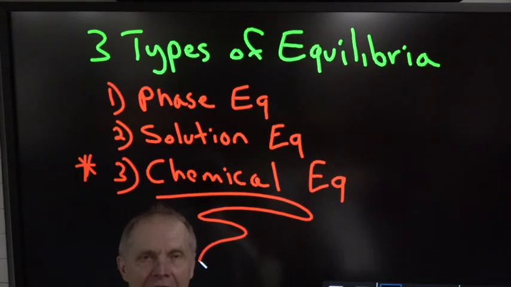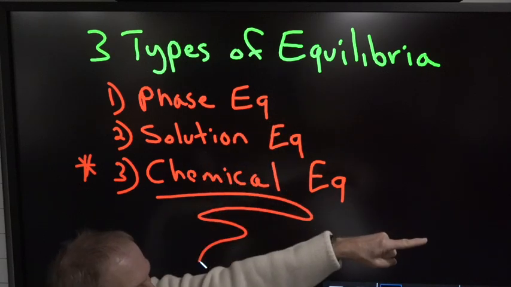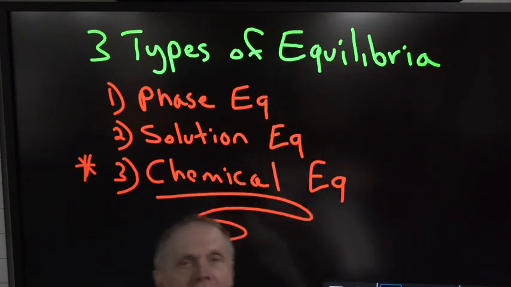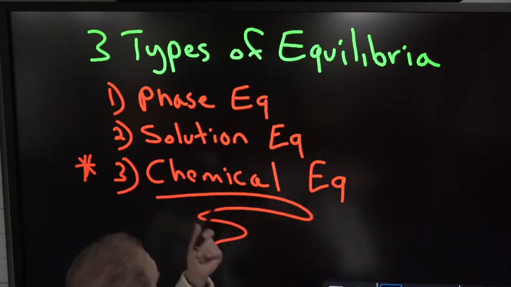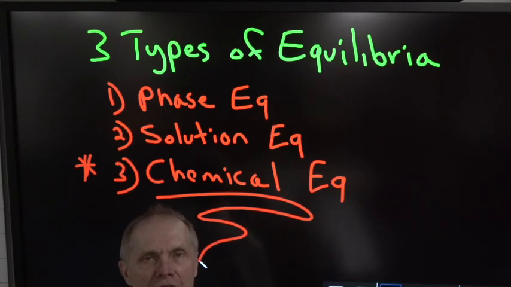And once again, don't forget, equilibrium does not mean that the concentration of the reactants and the concentration of the products are equal. That's not what it means. It means the rate of the forward reaction equals the rate of the reverse reaction. That's what it means. So before we go into chemical equilibrium, I have to give you something called Le Chatelier's principle.